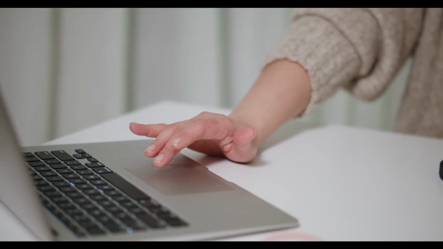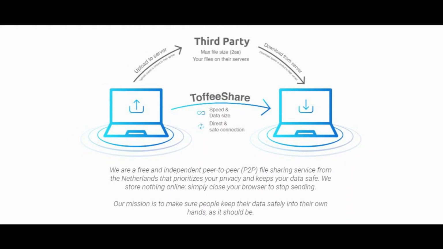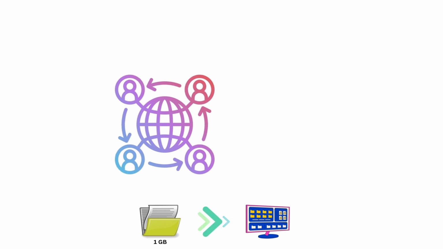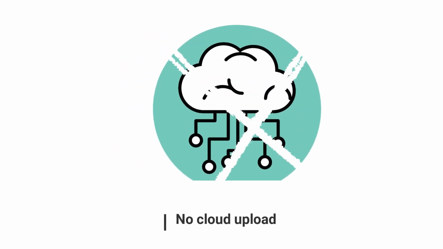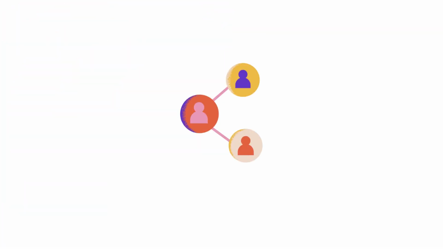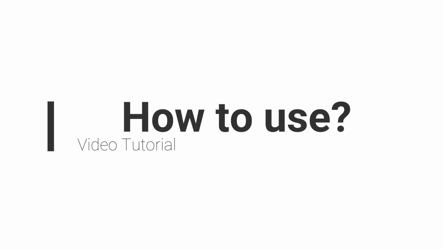In today's video, I am going to show you how to send your large files to someone using ToffeeShare. ToffeeShare is a free file sharing platform that allows you to transfer your files quickly and securely without uploading to the cloud. It uses a decentralized network, which means that data is transferred directly between the sender and the recipient without need for a central server. So let me show you how it works.